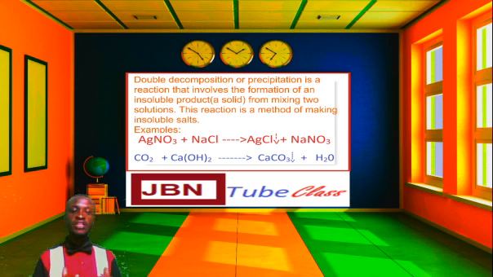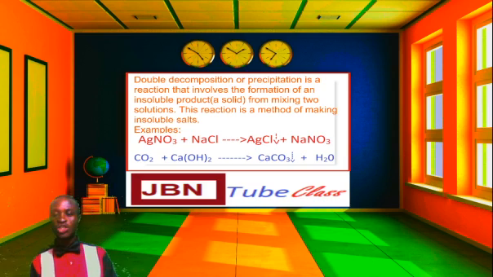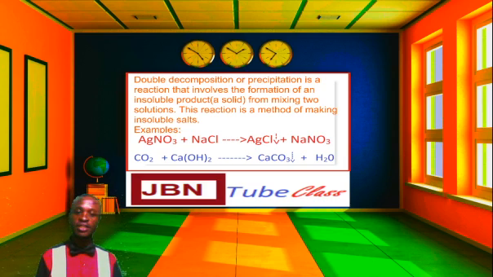Now, the solid that is formed in this reaction, that is the one that is indicated by the downward arrow, is silver chloride. Then along with this silver chloride, there is also a formation of sodium nitrate. So you have two solutions reacting together to produce a solution and a precipitate.